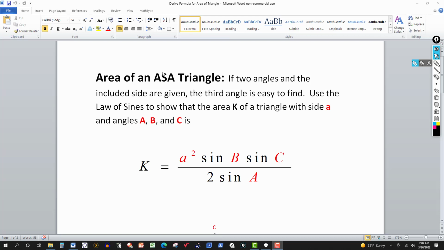So here's the statement of the problem. I'll read through this. You can read this on your own. If two angles and the included side are given, so we have an ASA triangle, two angles are given and the included side. Obviously, if you're given the two angles, the third angle is easy to find. So use the law of sines to show that the area K of a triangle with side a and angles A, B, C is given by this particular formula. And you will be using the law of sines.